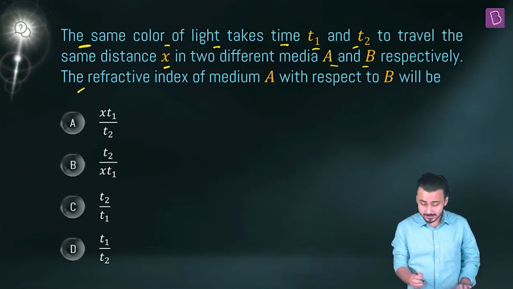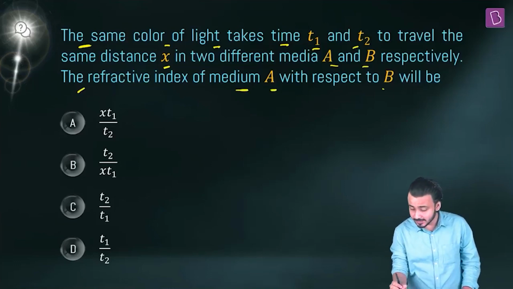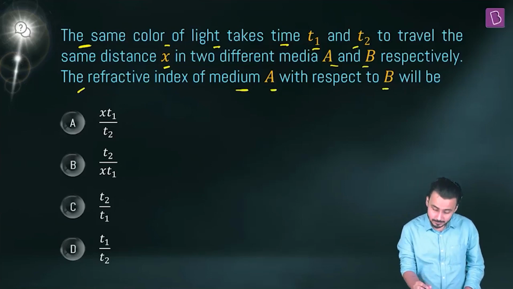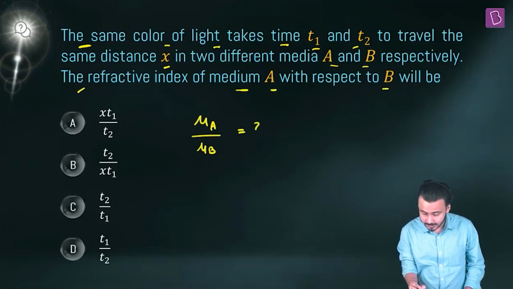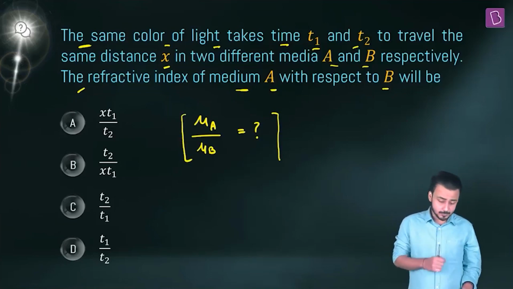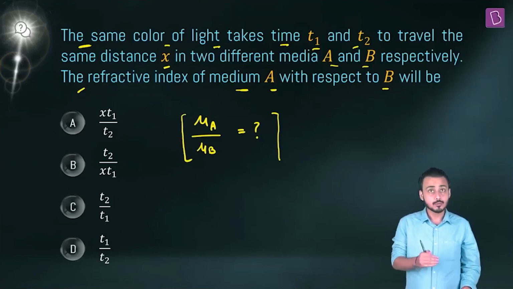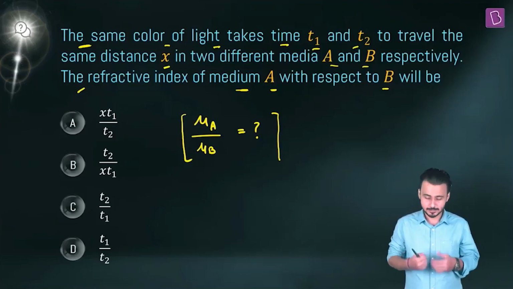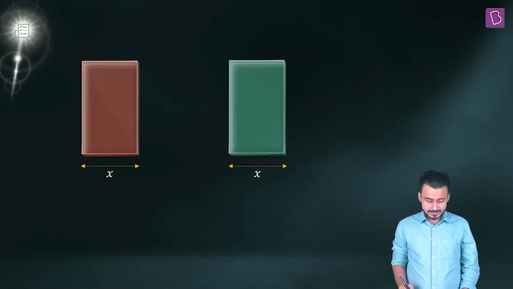Okay, what is being asked? The refractive index of medium A with respect to B, that is mu of A divided by mu of B. That is what the question is, right? You have to get the value of this with the help of the given data, and you have to mark one of the correct options. Okay, let's look into the details.